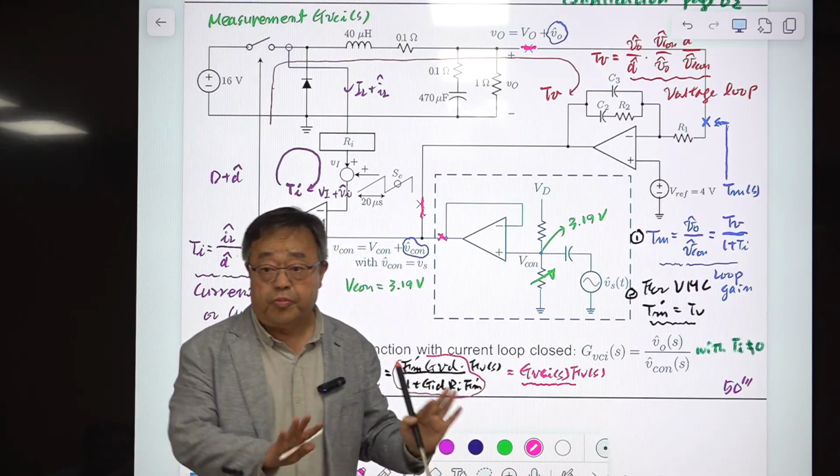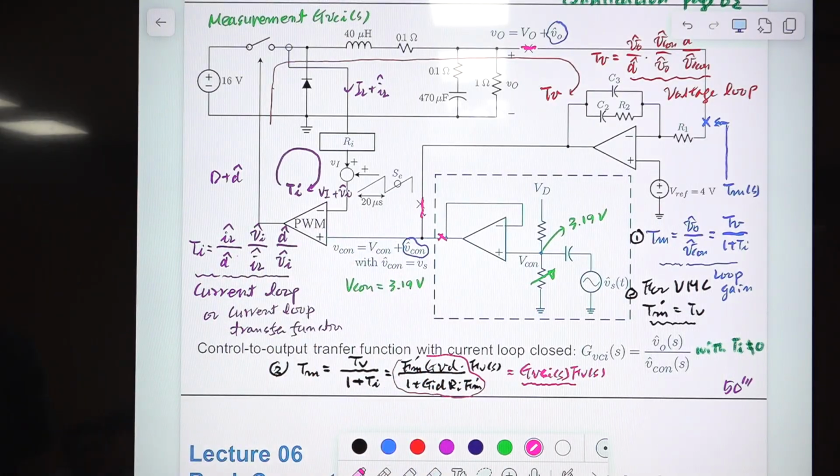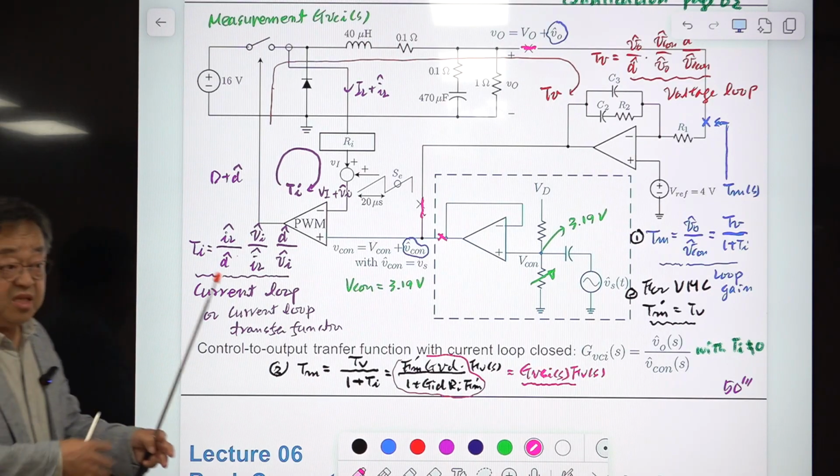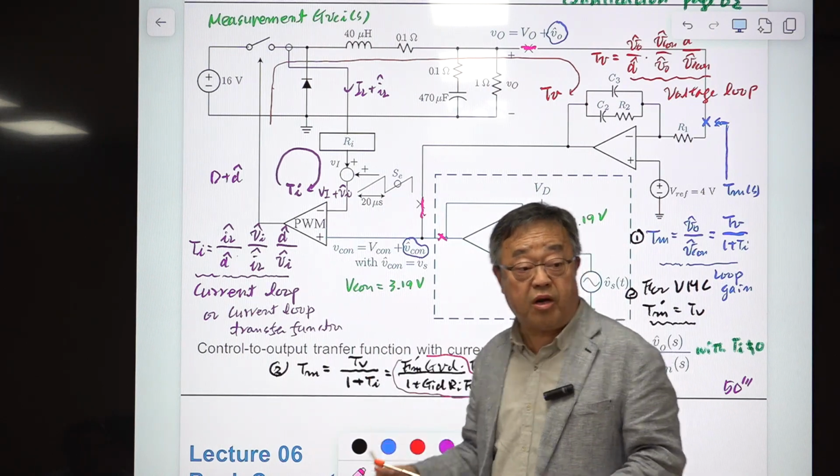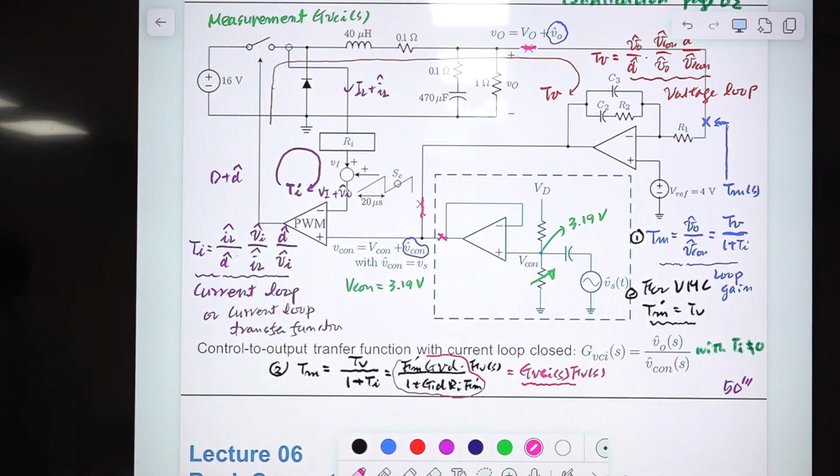The current loop is different. Current mode control is different. So a clear distinction between this simple loop and the loop gain should be made. Otherwise you get confused. Many people mix these terms. They use these terms arbitrarily. That is very confusing.